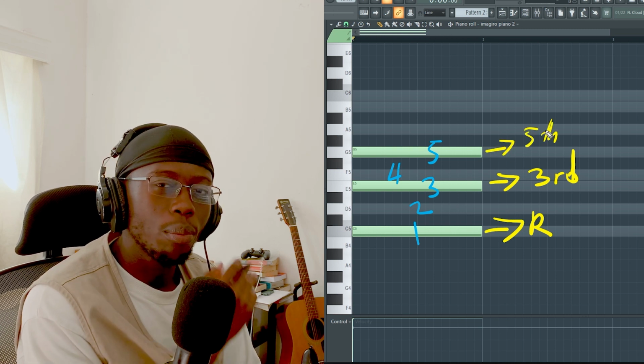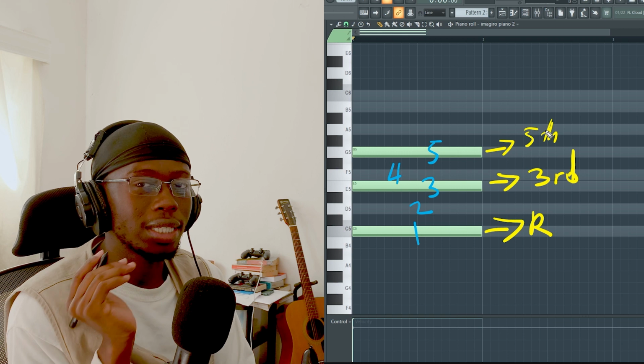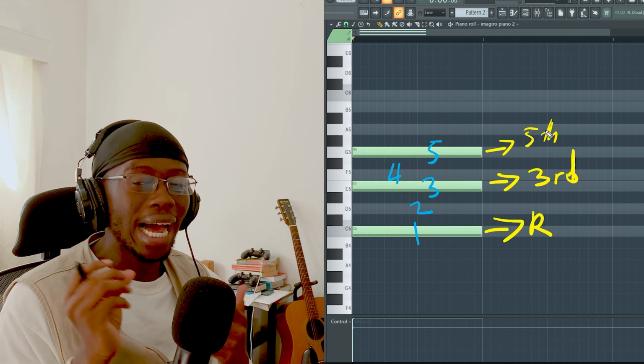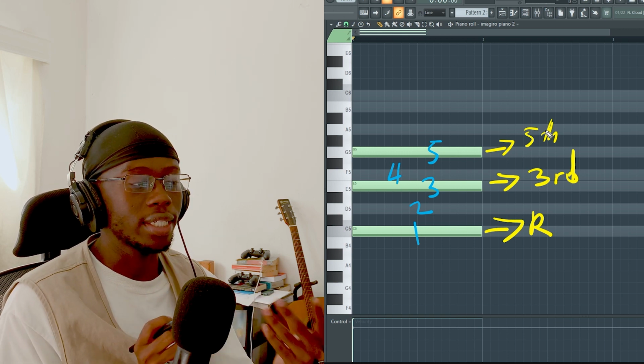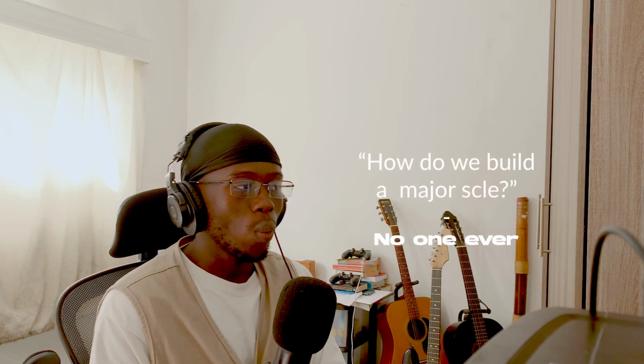Now, there is a little bit more to this, but for now, we're going to keep it simple so that we just understand how we can get different things out of the major scale. Now, the next question that you might be having is, how do we build a major scale? Well, I'm going to show you various ways, and we're going to start with the easiest way.